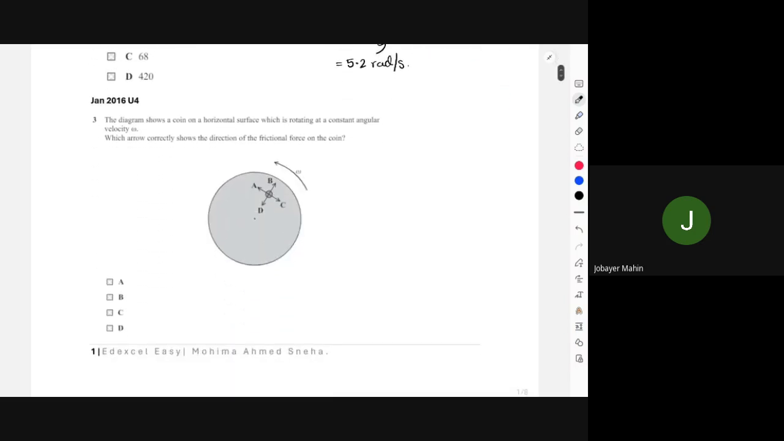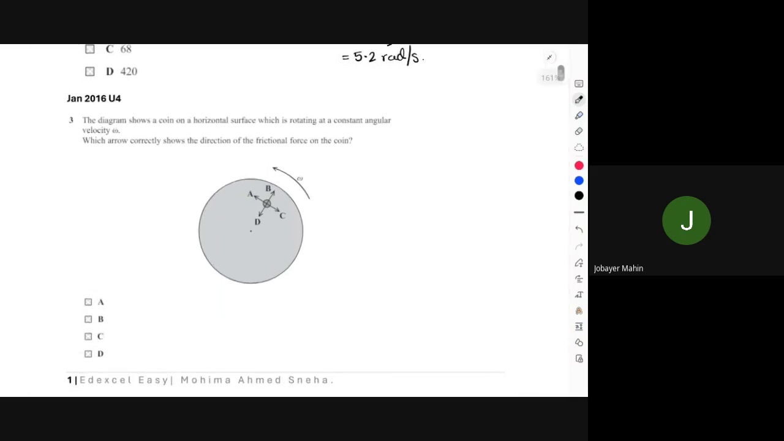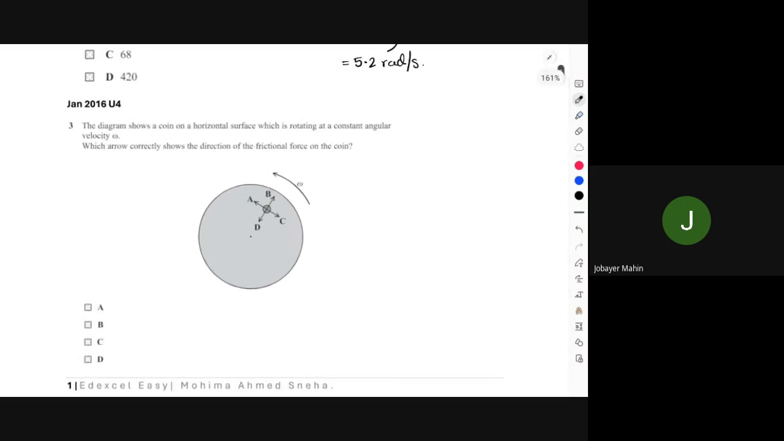Let's move on to this. It says that the diagram shows a coin on a horizontal surface which is rotating at a constant angular speed, and they have also provided the symbol for it, omega. Which arrow correctly describes the direction of the frictional force on the coin?